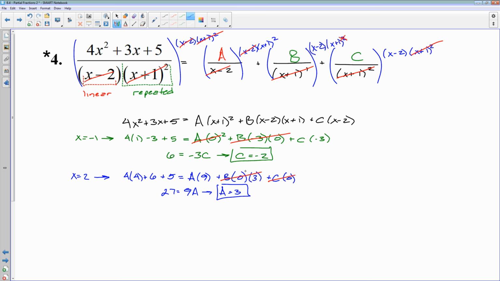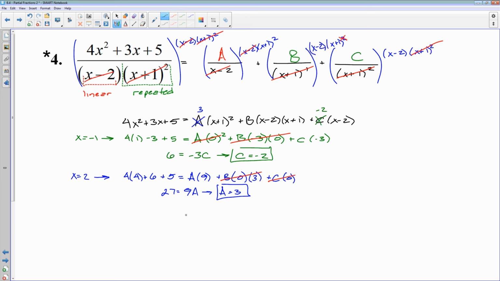Let me erase that. I know c is negative 2. Now the problem is there is nothing else I can plug in that will give me a 0. I've already plugged in negative 1 for this factor. I've already plugged in positive 2 for this one. And then I see negative 1 and positive 2 again. I've already used those. So at this point, this is when I'm going to go back. I know that a is equal to 3, so I'm going to take out my a and plug 3 in. I know that c is equal to negative 2, so I'm going to plug in negative 2.